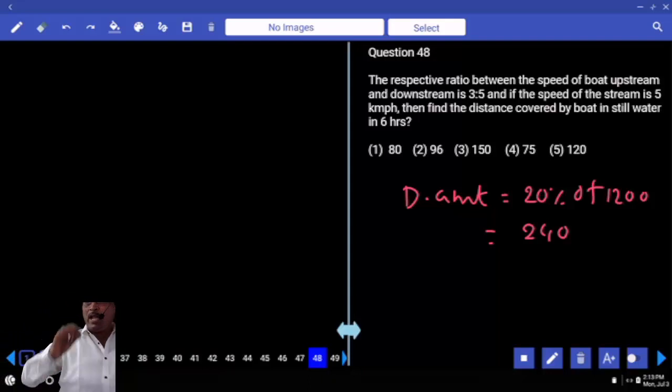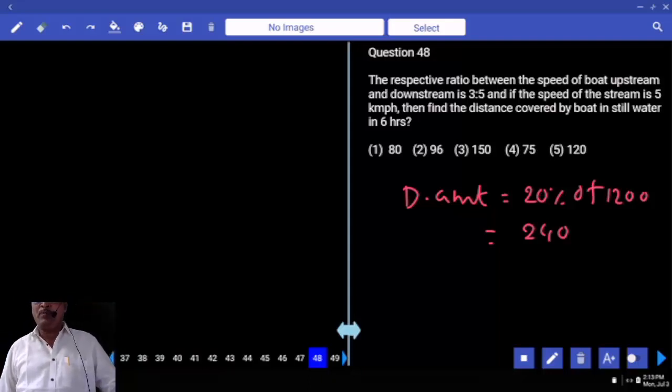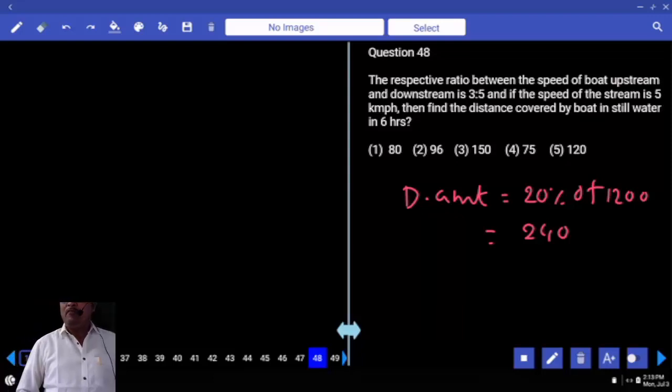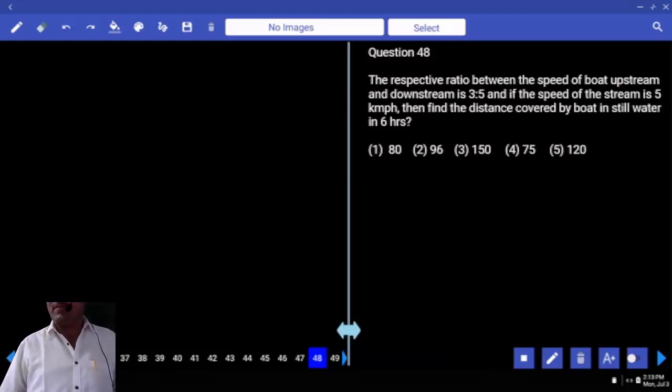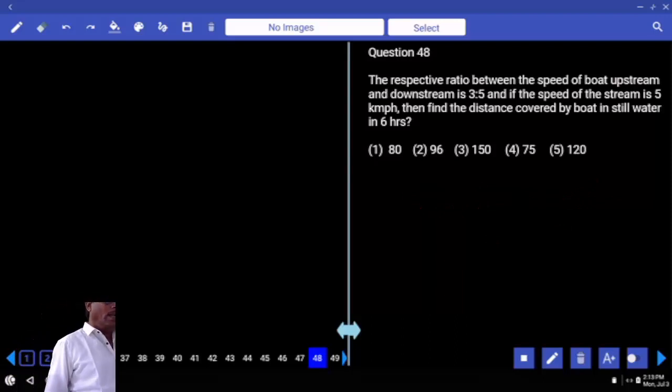The respective ratio between the speed of the boat upstream and downstream is 3:5. And if the speed of the stream is 5 km per hour, then find the distance covered by the boat in still water in 6 hours. What is the given ratio? 3:5. It is the ratio between speed upstream and speed downstream. Am I right?